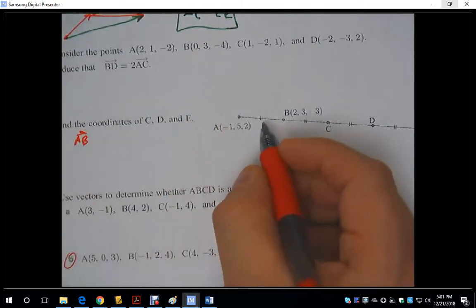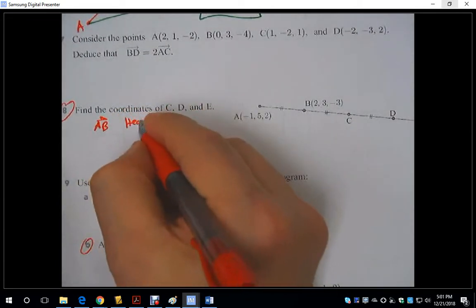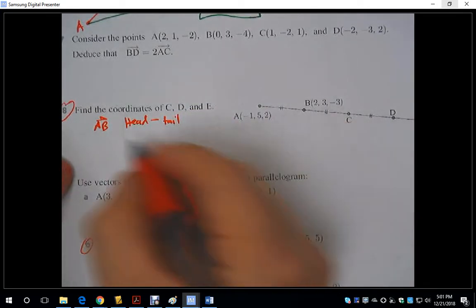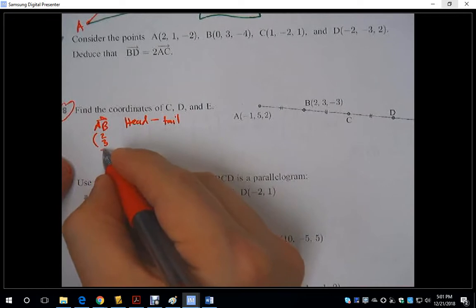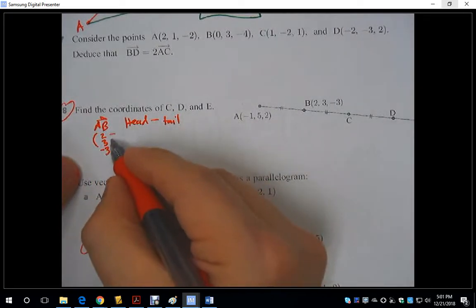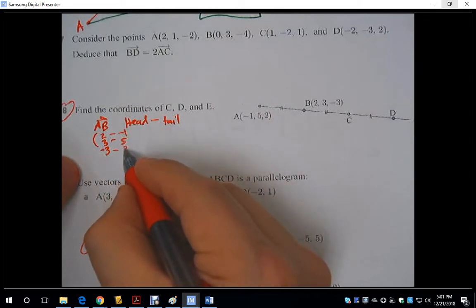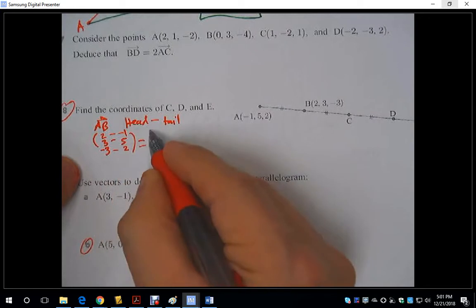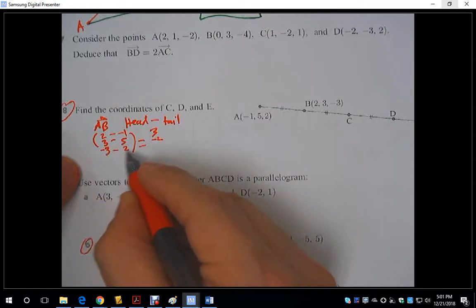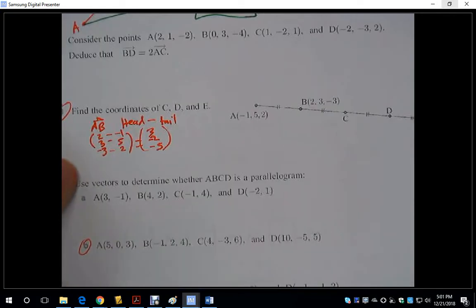Now I have 2 points, so we're just going to use our technique of head minus tail. The head of our vector is 2, 3, negative 3, and we're going to subtract point A, which is negative 1, 5, and 2. That's going to give me 2 minus negative 1, which is 3. 3 minus 5, negative 2. And then I have negative 3 minus 2, which is negative 5. Right? So I have this new vector here.